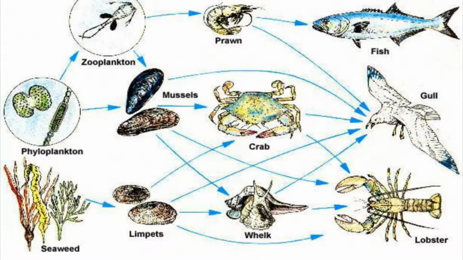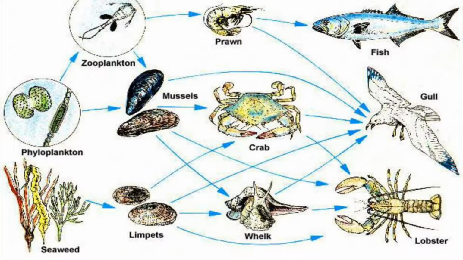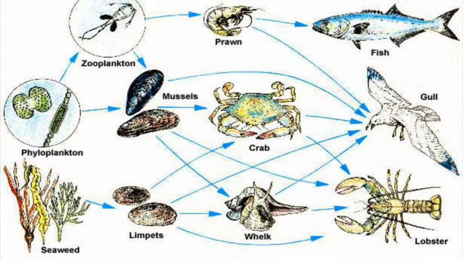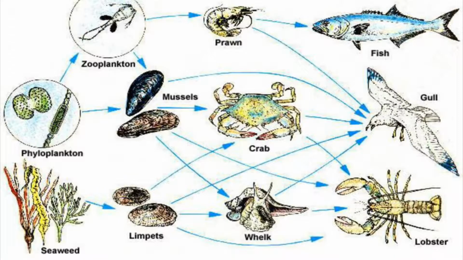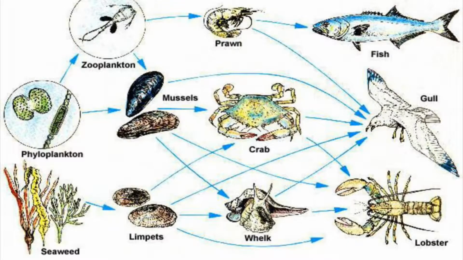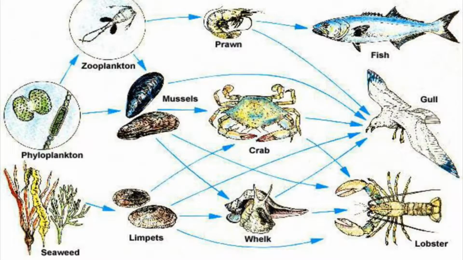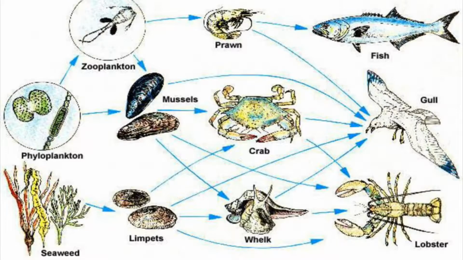This particular food web shows the interactions between organisms in a typical rocky shoreline environment. It includes primary producers, such as seaweed and phytoplankton, which are consumed by primary consumers like zooplankton and limpets. The herbivore primary consumers are consumed by secondary consumers, such as prawns and crabs. The tertiary consumers of the ecosystem are predatory seabirds, such as gulls, that consume crustaceans, and larger crustaceans, such as lobsters, that consume smaller fish, clams, and mussels.